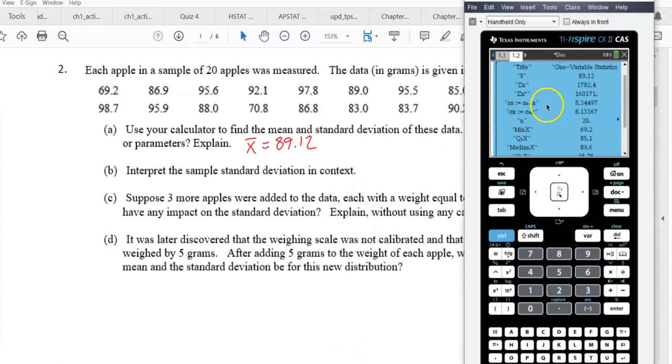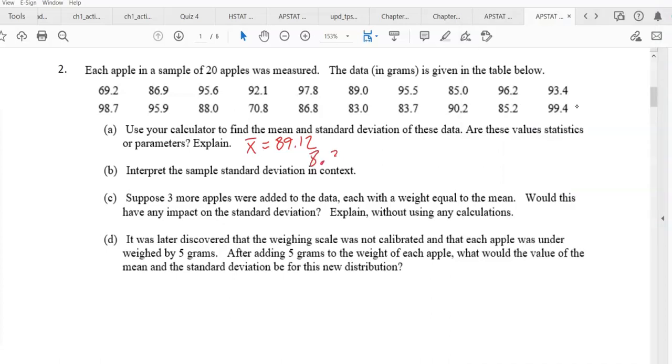And the standard deviation of the sample is 8.345. Interpret this standard deviation. So the first one just wants, oh wait, are these statistics or parameters?